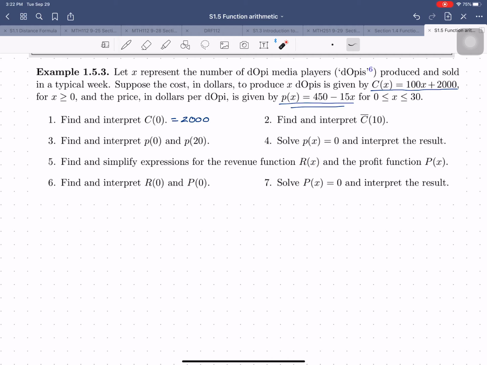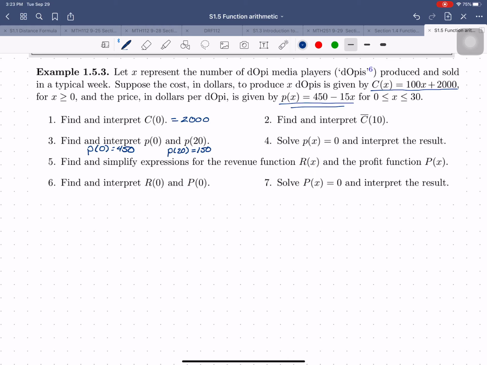Now, it turns out that for every additional $15 that I charge, I sell one less media player. If I try to price these things at $450, I sell 0. That's what this 450 says. My price function of 0, P of 0, is 450. What that means is if I price my players at $450, I sell none. But P of 20 is 450 minus 15 times 20, which is 150, which means if I price my media players at $150, I'm going to sell 20 of them.